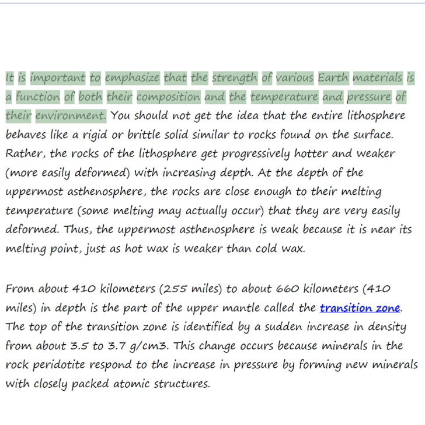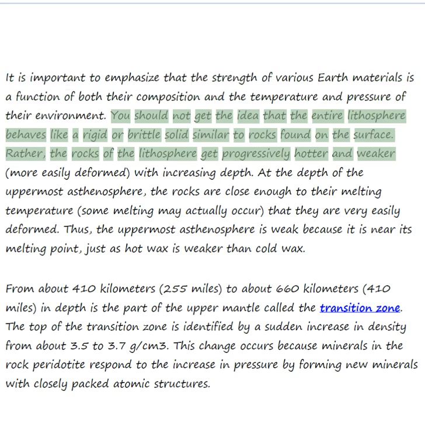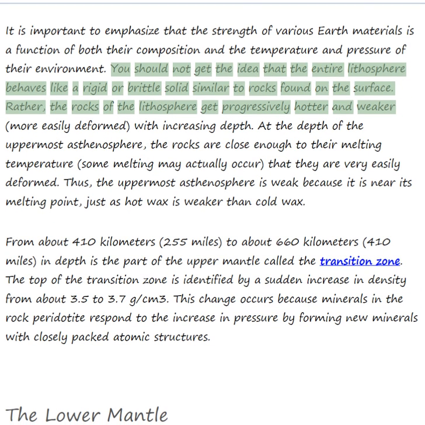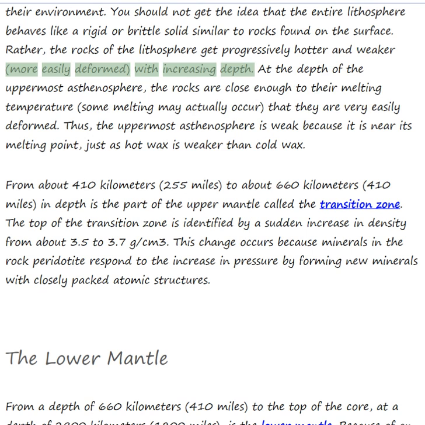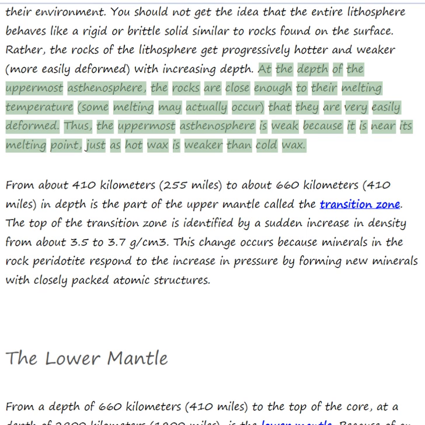It is important to emphasize that the strength of various Earth materials is a function of both their composition and the temperature and pressure of their environment. You should not get the idea that the entire lithosphere behaves like a rigid or brittle solid similar to rocks found on the surface. Rather, the rocks of the lithosphere get progressively hotter and weaker with increasing depth. At the depth of the uppermost asthenosphere, the rocks are close enough to their melting temperature that they are very easily deformed. Thus, the uppermost asthenosphere is weak because it is near its melting point, just as hot wax is weaker than cold wax.